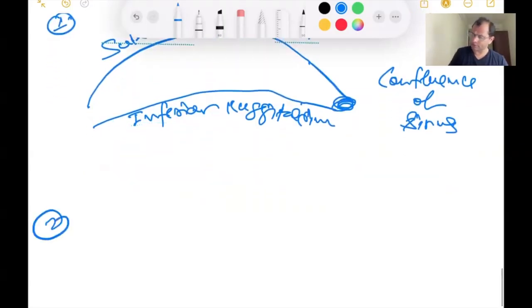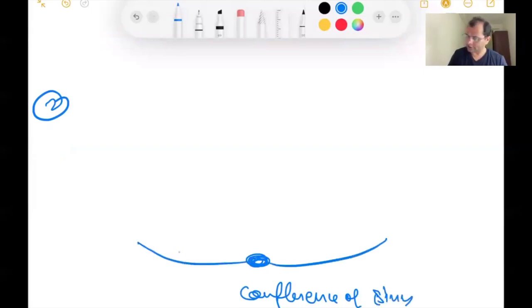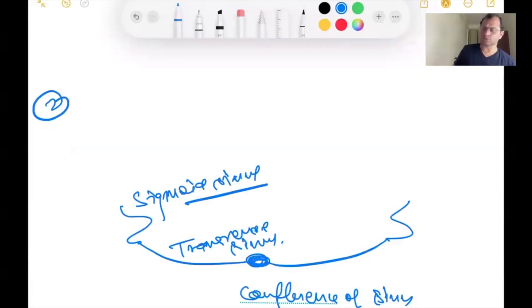Now, image number two, you can make in this way. There's the meeting point of sinus or the confluence of sinus. Now, one line going like this, and then it's curving like this. So these are the transverse sinus, on both sides, and there's the sigmoid sinus. Okay, as per the shape, we are giving the name. The same thing I will show you once again in the image, then you have to draw this.